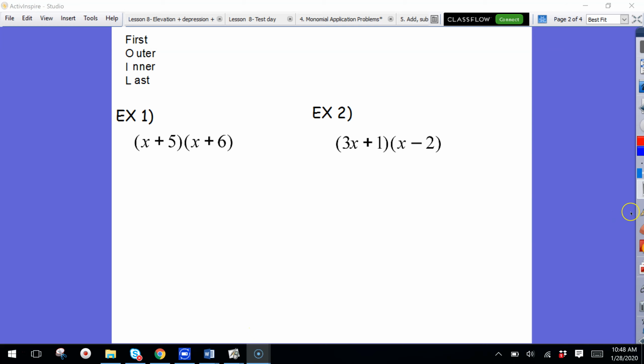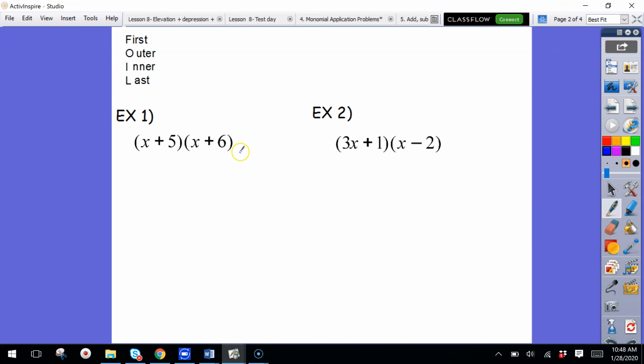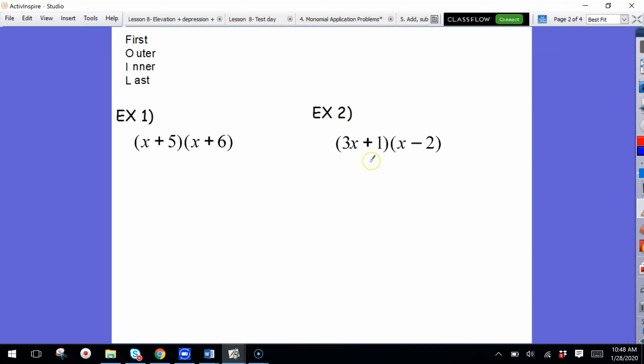So in this video, we're going to talk about how we multiply two binomials by each other. Basically, what we're doing is distributing twice. We're distributing the x to the x and the 6, and the 5 to the x and the 6. But we're going to talk about a certain order called FOIL, because next class when we go backwards, this is how we're going to do it.